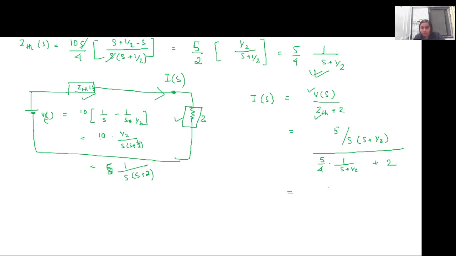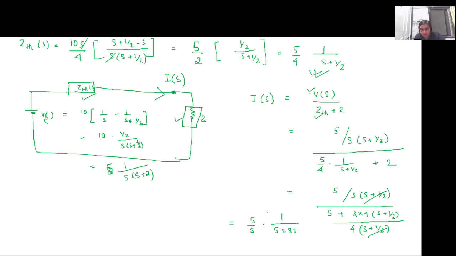First we'll simplify. So 5 by s into s plus half. This is 5 plus 2 into 4 into s plus half by into s plus half. So this will get cancelled. So this comes out to be 5 by s into 1 by 5 plus 8s plus 4.